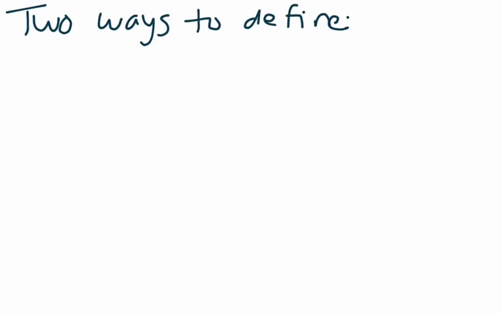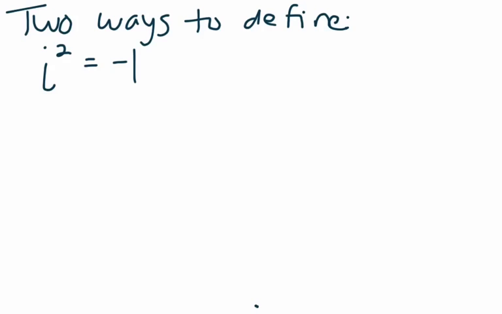One is this. i is a number that when you square it, gives you a -1. So the first way to think about it is i squared is equal to -1. Please, please pay attention to that. It is not i is equal to -1.